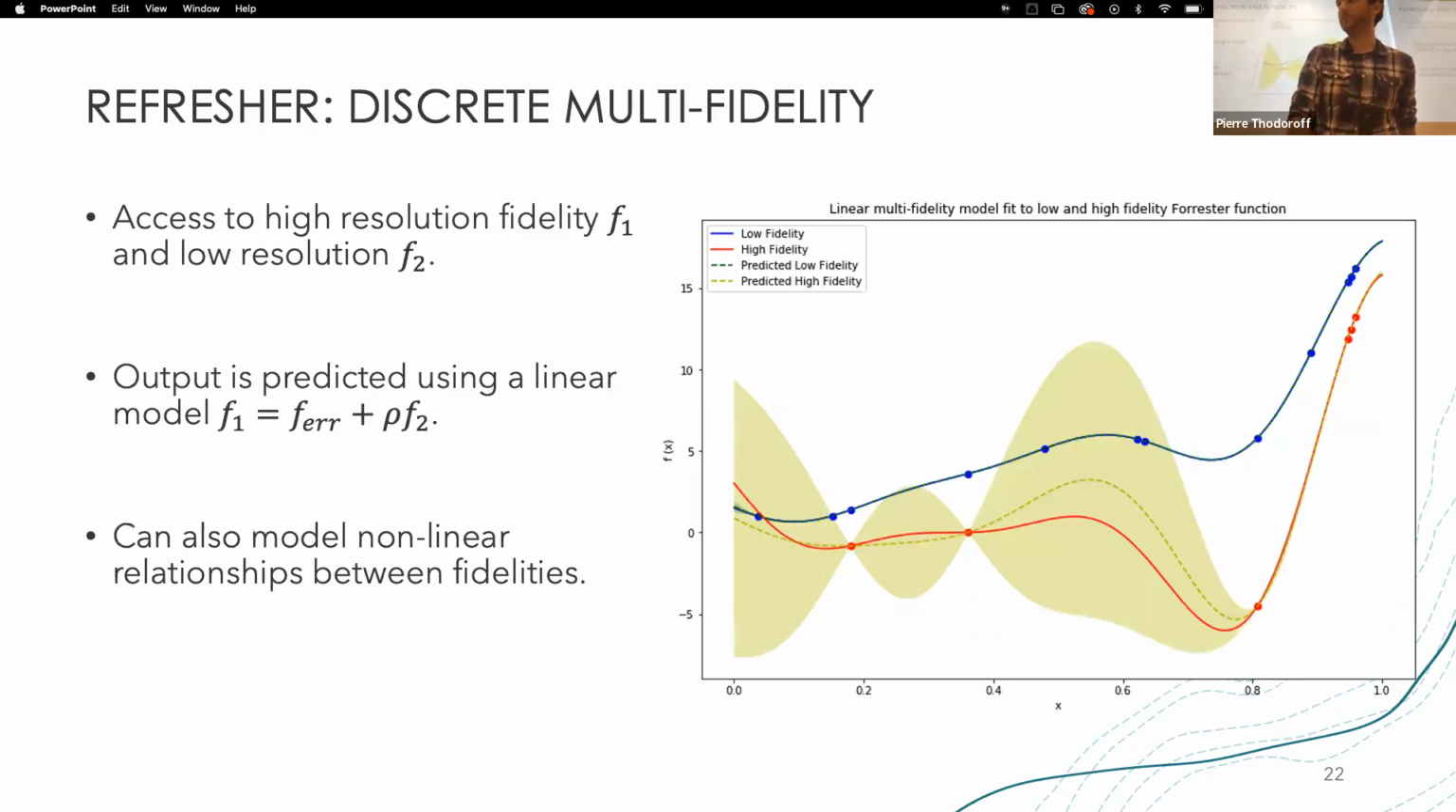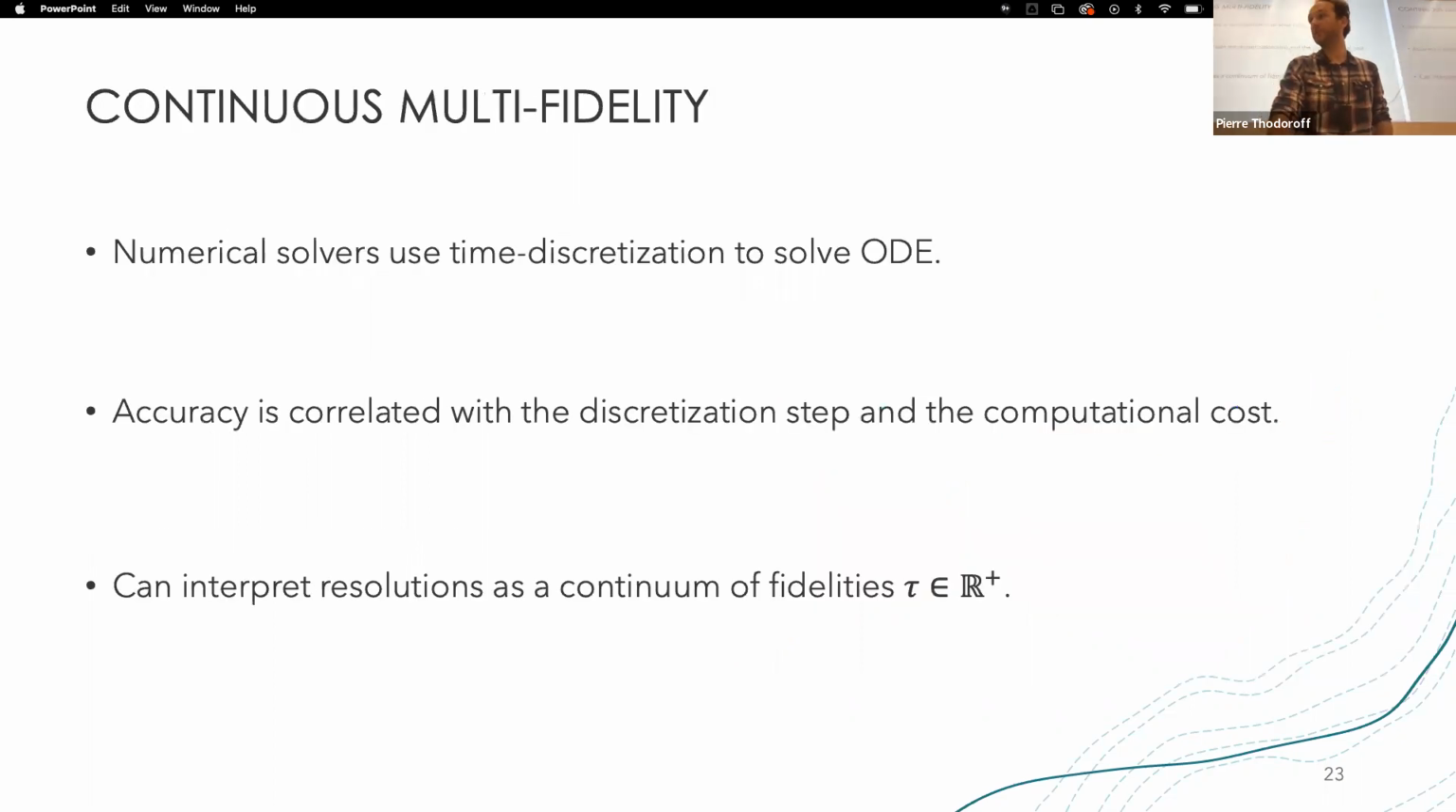Okay, second refresher, one slide very quickly, is the discrete multi-fidelity. The idea there is, how do I leverage lower cost approximations? Let's say I have access to a high resolution fidelity F1 and a low resolution F2. I'm going to predict the output as a linear combination, where F1 is equal to rho F2 plus some error that I'm also modeling with the GP. I'm mentioning this because it leads on to what we're doing, which is a bit different, which is viewing it as a continuous version of this.